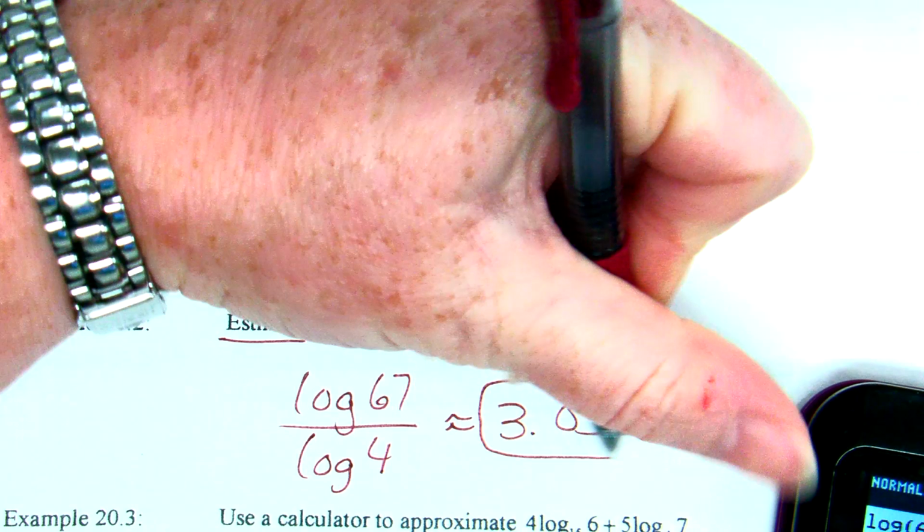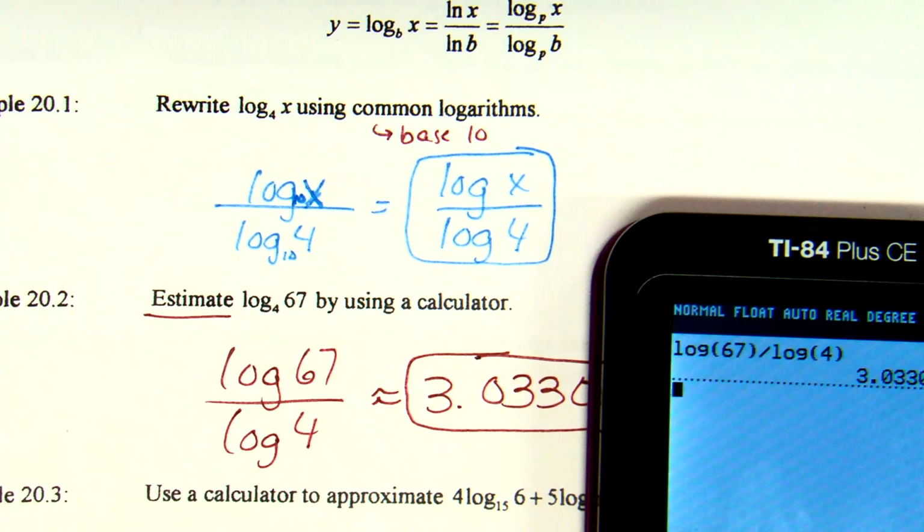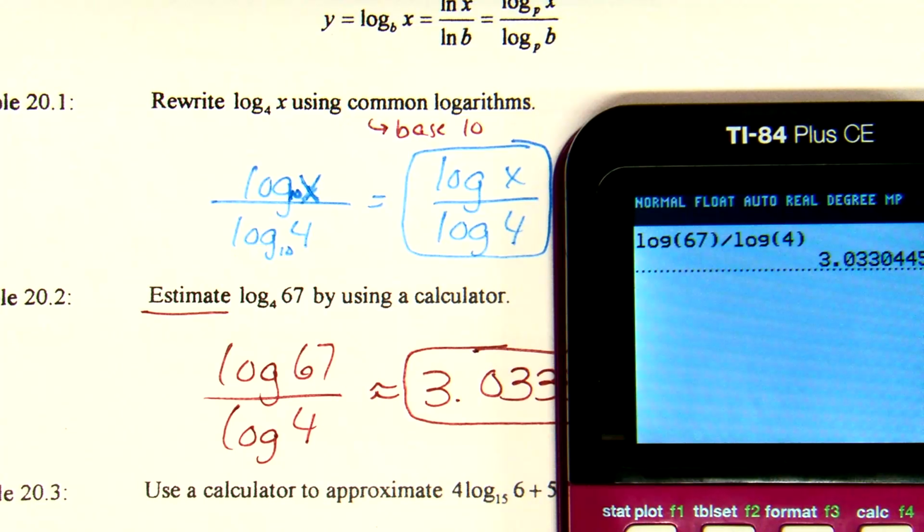Now, officially, I think Wade said base 10, so I used log base 10, right? What's the other option we could have technically done here? Yeah, if you would have done natural log of 67 divided by natural log of 4, there's just kind of your proof. Notice you get the same answer, right? So it doesn't matter which one you pick, just pick one.